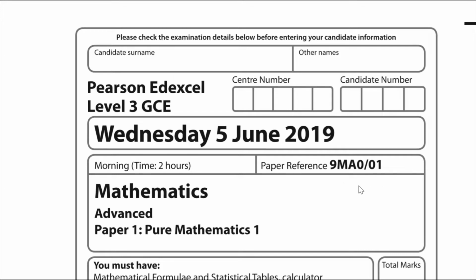Hi guys, this is the Edexcel A-Level Maths Paper 1 from the June 2019 series. Let's get straight into it.